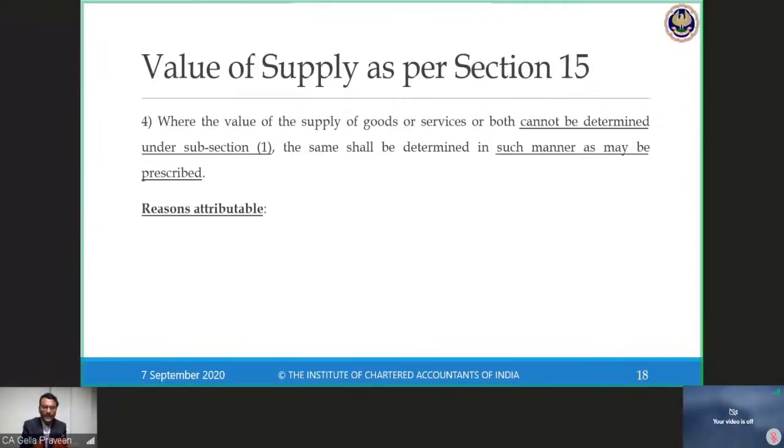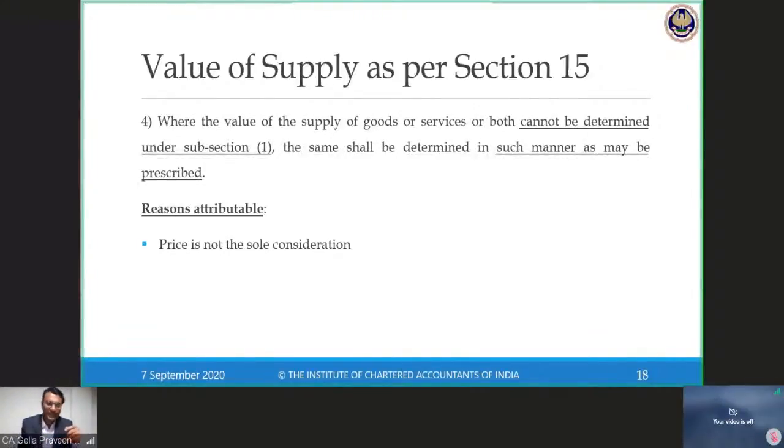You reduce your output tax, I have reduced my input tax. There is a handshake mechanism. Further, subrule 4, where the value of supply of goods or services cannot be determined under 15 subsection 1, says, look, it is not possible to determine transaction value under 1, so you go with such manner as may be prescribed. That is your valuation rules.